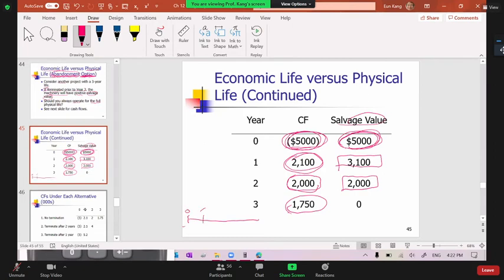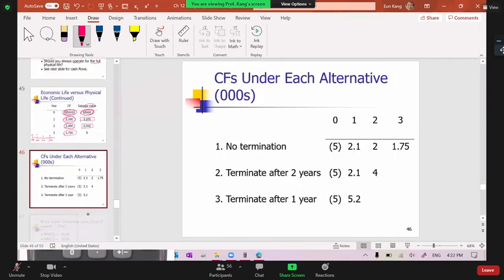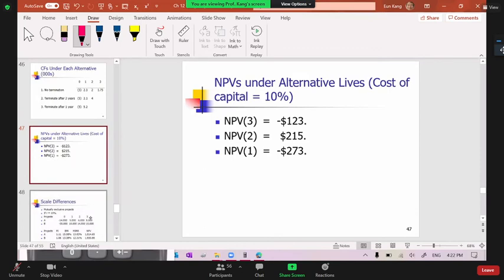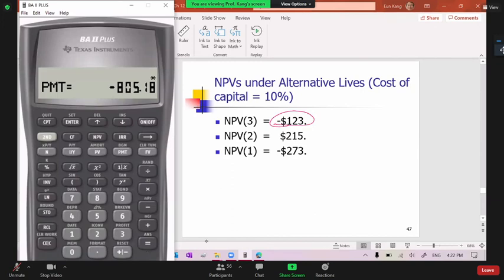So far we have examined just this project: 5,000, 2,100, and 2,000, year 3, 7. So this is what we've been examining so far, right? And then you just calculate the net present value, and the net present value according to this one is minus 123. So, oops, what is it?